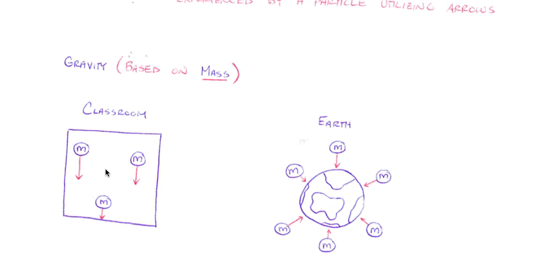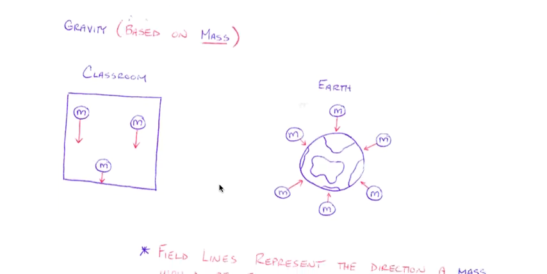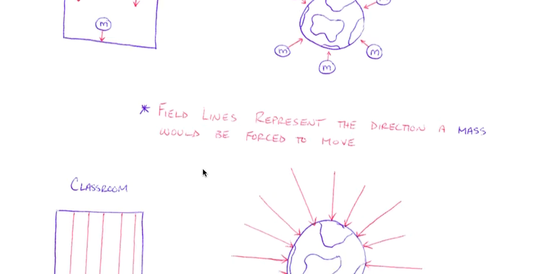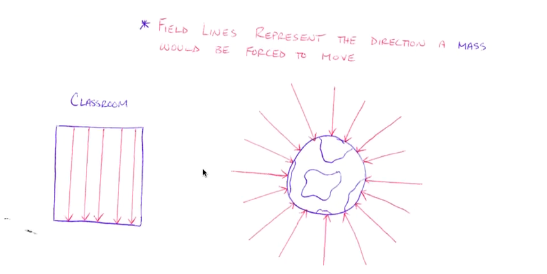Now, if you notice that all of these masses are getting pulled down and all of these masses are getting pulled towards the center, the only other thing we need to realize is that field lines in these diagrams just represent the direction, in this case, since it's gravity, that a mass would be forced to move. If you look at the classroom, all of these masses will generally have a downward force exerted on them. And in the case of the Earth, each of these will have a force exerted that pulls it towards the center. So it's not too much of a stretch to realize that the actual gravitational field in the classroom looks more like this.